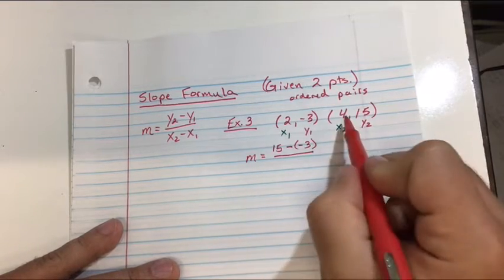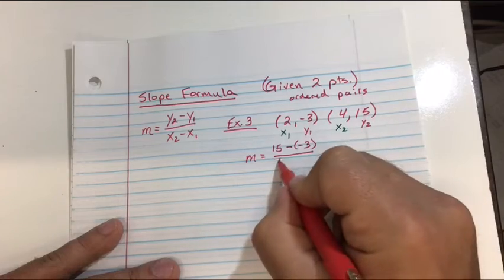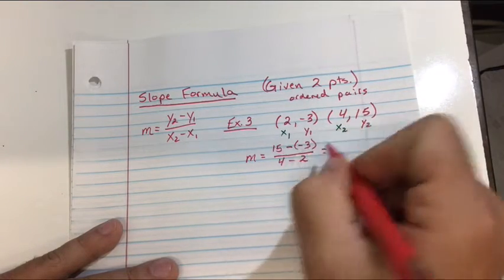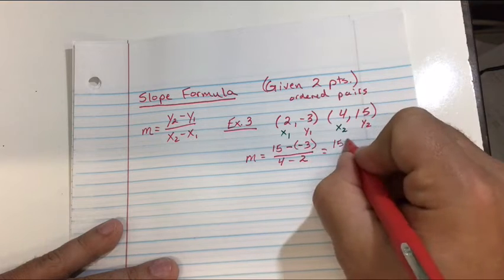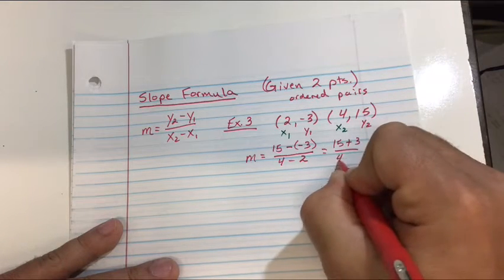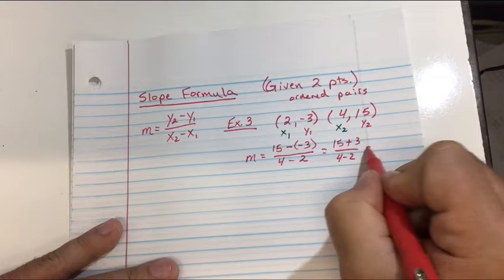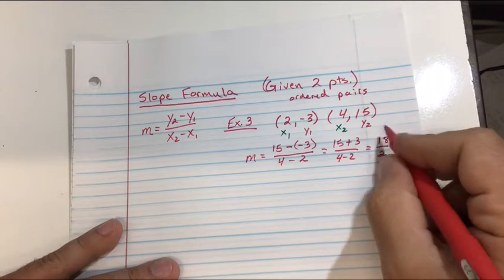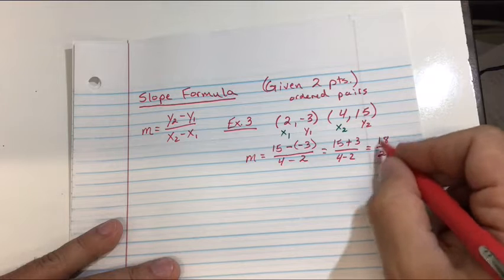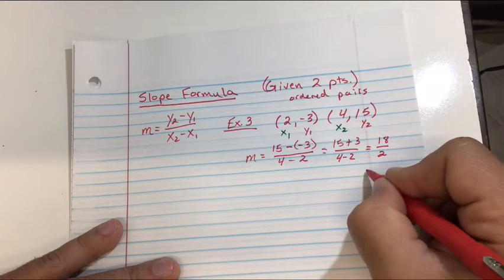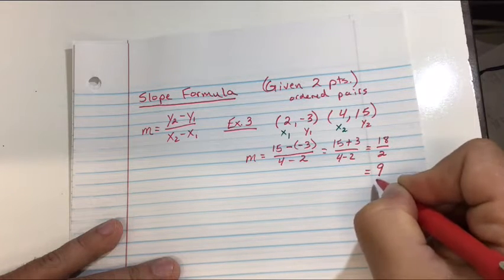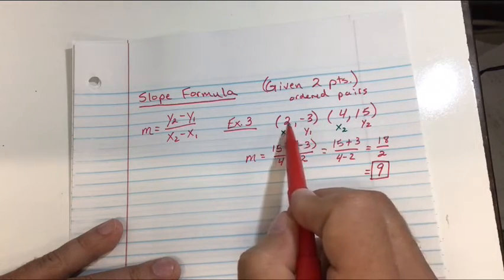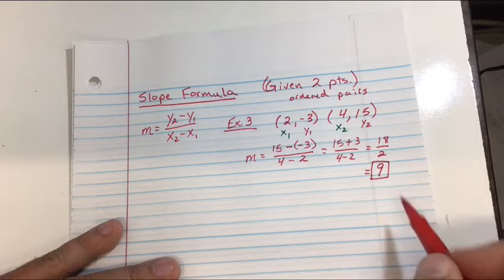Over x2 minus x1, 4 minus 2. Like I said, double negatives, minus a negative, changes to plus a positive. 15 plus 3 would be 18. And then 4 minus 2 is 2. And this fraction can be simplified. We can do 18 divided by 2 and get 9. So the rate of change, or the slope, of a line going through these points would be 9.